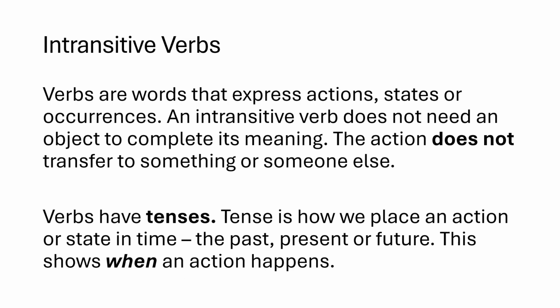Verbs are words that express actions, states, or occurrences. An intransitive verb does not need an object to complete its meaning. The action does not transfer to something or someone else. Verbs have tenses. Tense is how we place an action or state in time, the past, present, or future. This shows when an action happens.